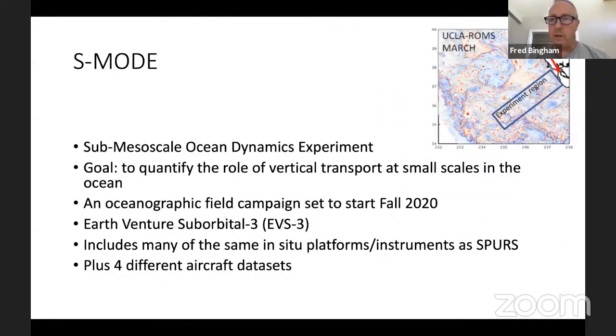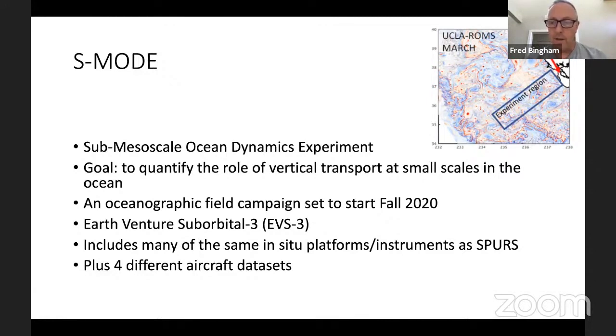I want to talk just a little bit about S-MODE, which is an experiment that's coming up. S-MODE is the Sub-Mesoscale Ocean Dynamics Experiment. Its goal is to quantify the role of vertical transport at small scales in the ocean. It's an oceanographic field campaign. It was actually set to start in the spring of this year, in April, but we all know what happened.